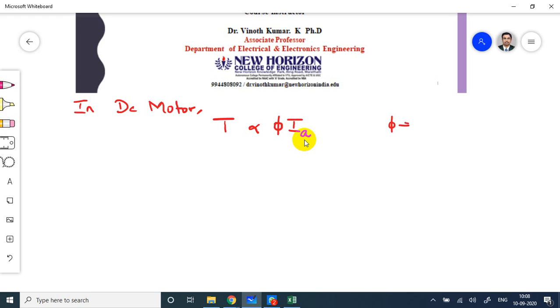Where T is the torque, phi is the flux per pole, and Ia is the armature current. So in a DC motor, the torque is directly proportional to the product of flux phi and armature current.